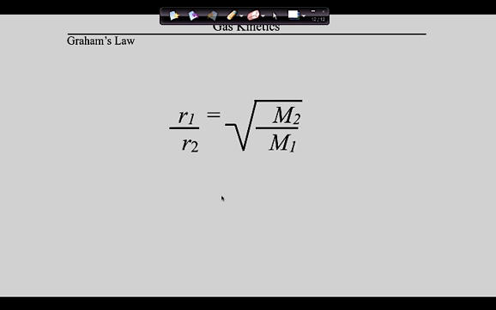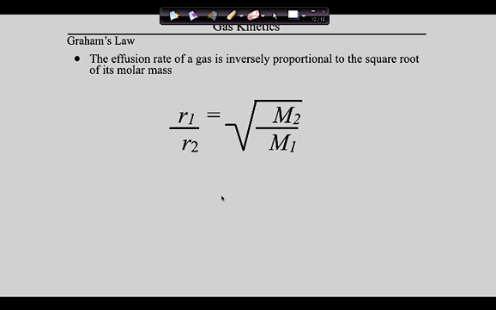But guys, here's what it says. The rate of effusion of gas 1 compared to the rate of effusion of gas 2 is equal to the square root of their molecular masses, but notice that it's 2 over 1. Because heavier gases do this slower, it's an inverse relationship, so it's 1 over 2 and 2 over 1. This is what is called Graham's law. It says that the effusion rate of a gas is inversely proportional to the square root of its mass.